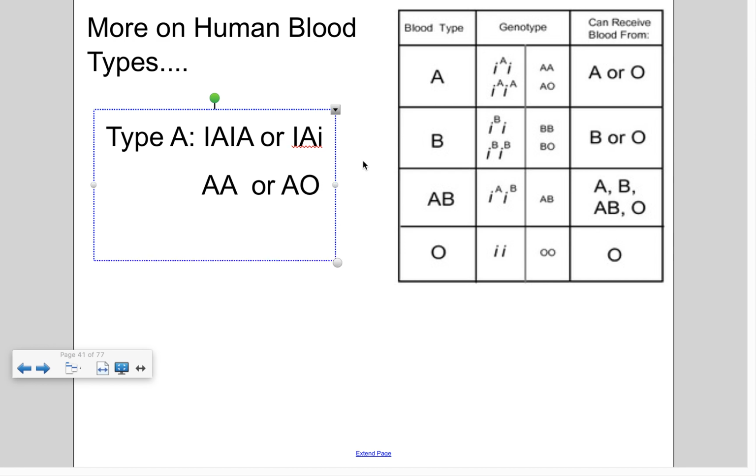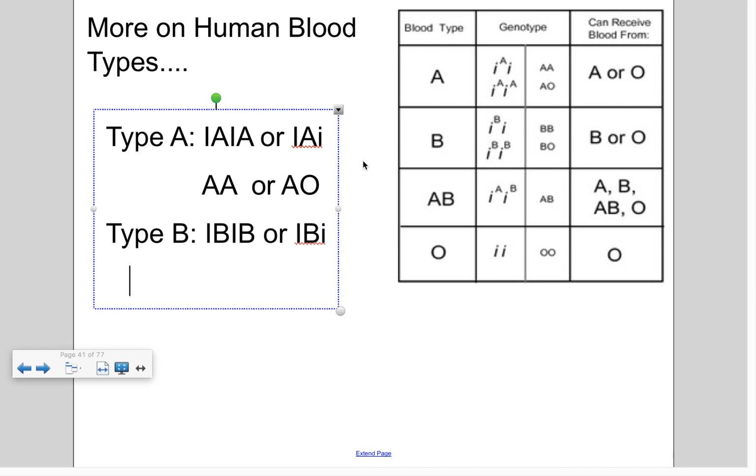Okay. All right. Type B, you can be I^B I^B, or I^B i, that would be the heterozygote. So you carry the allele for an O. But the lazy version, I would accept BB, or for the heterozygote, BO.